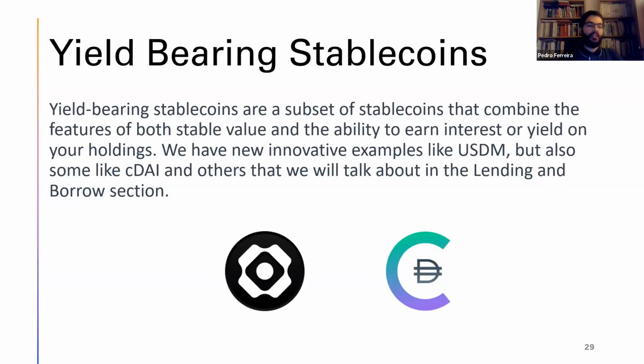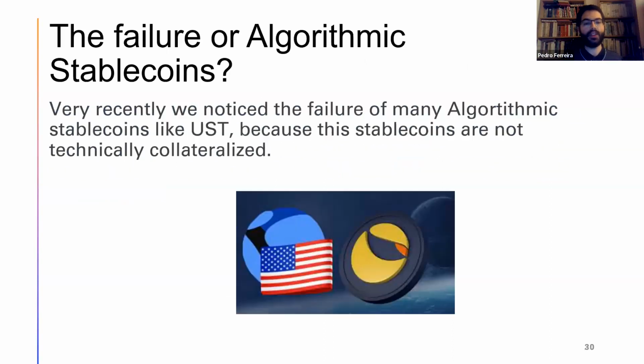So we are going to see why that is important, why receiving this CDAI when you deposit in lending protocols is important. But basically, these are the type of stablecoins that is good to have in order to at least mitigate a little bit the risk of inflation that we have with the stablecoins. So the problem with the stablecoins is the failure.